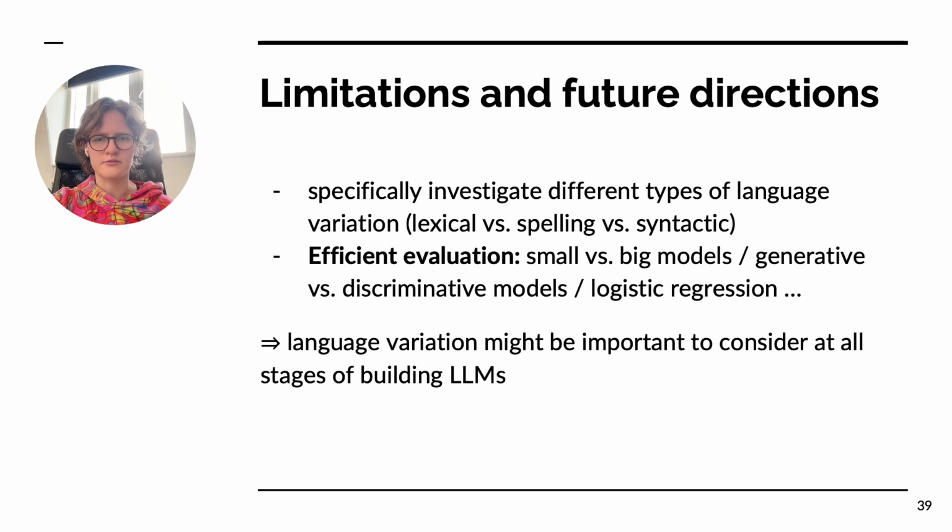I'll wrap up with some limitations and future directions. I already said that specifically investigating different types of language variation could be really helpful. Further, and we're not the first to find this, I want to emphasize that an efficient way to evaluate tokenizers is crucial. Should we look at small or big models, at downstream performance, at generative or discriminative models? Maybe something like logistic regression, really simple models, helps. We tried that. You can have a look at our paper.